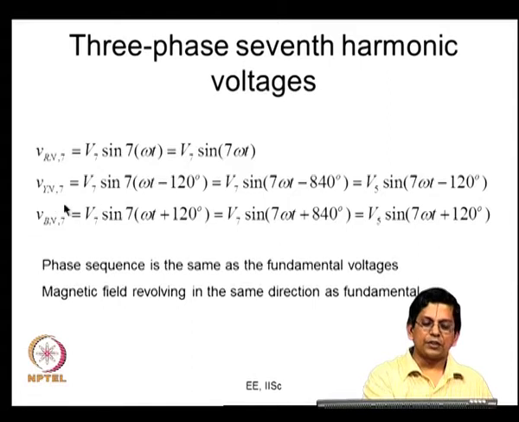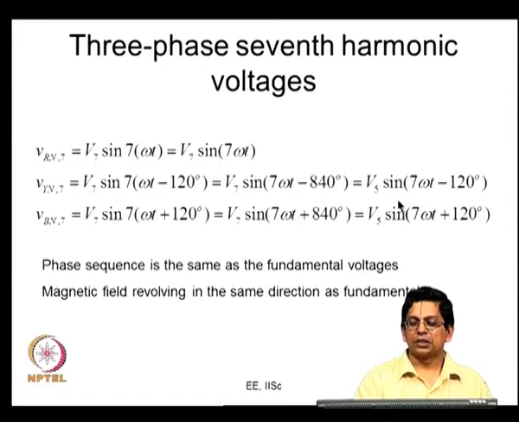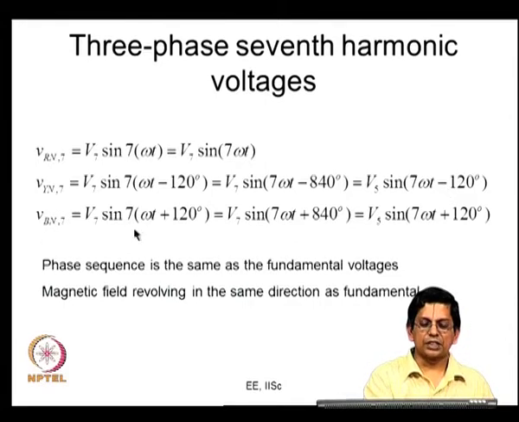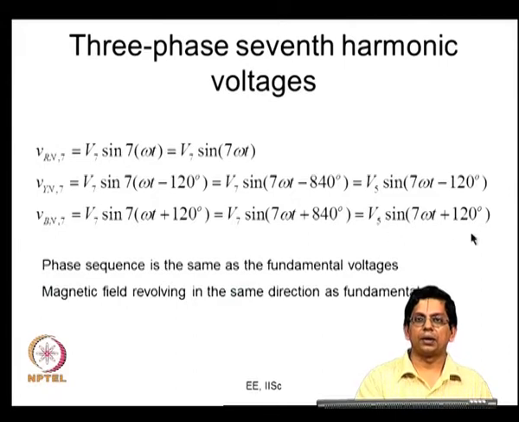And what is VYN,7? It is V7 sin 7 times (omega t minus 120), which is V7 sin (7 omega t minus 840). You can add 720 degrees to that, because the whole thing is periodic over 360. If you add 720 degrees, you get V7 sin (7 omega t minus 120 degrees). Now the seventh harmonic of B phase is V7 sin 7 times (omega t plus 120), which is V7 sin (7 omega t plus 840). So, this is plus 120 degrees.